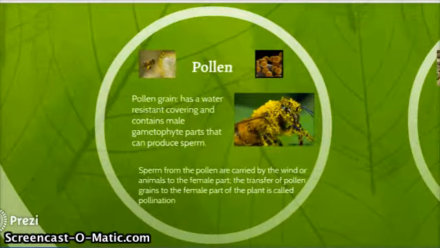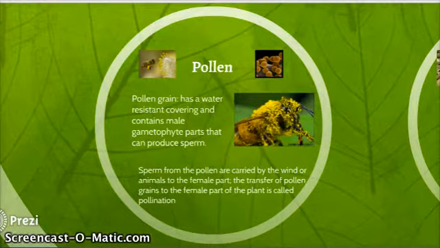So when you first think about pollen, you might think about how allergic you are to it. At least that's what I think about when I first think about pollen. But it's really, really important if plants are going to reproduce. So pollen grains have this water-resistant covering, which is kind of like an adaptation for this part of the plant. And it contains male gametophyte parts, or male reproductive parts, that can also produce sperm.